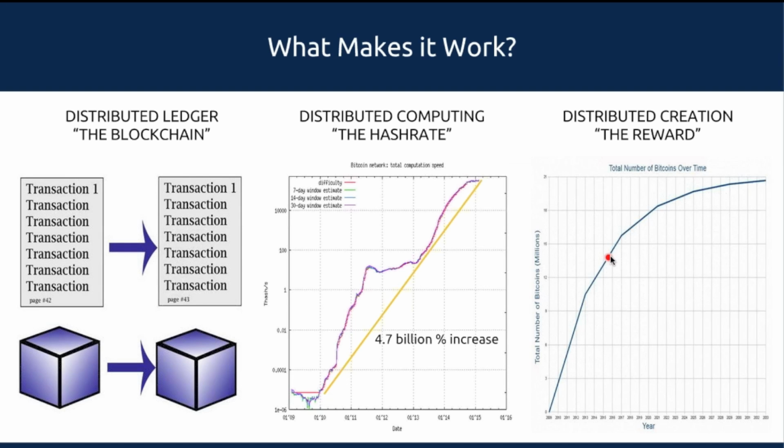So what you have here is a distributed ledger. It gets out there. If there's ever a disagreement, the disagreement is resolved by whoever has the most hashing power, or whichever version of the ledger has the most hashing power. And then the incentive for providing hashing power is a reward in terms of new Bitcoin creation. And this is done as a time release over time.